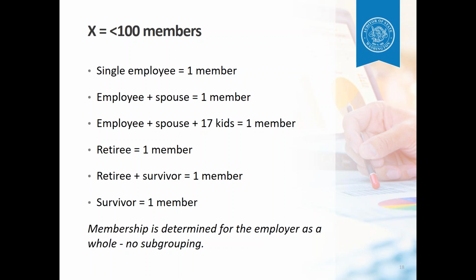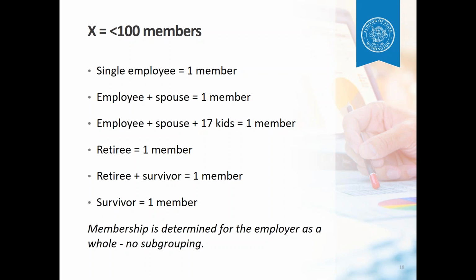Obviously, a retiree is 1 member. A retiree and a survivor, still 1 member. And if the retiree has passed on, the survivor is 1 member, 1 subscriber. So you can see, I've got a lot of people listed there, but that's really only 6 members. So you should be able to keep it under 100. And do this based as of the beginning of your year. I don't want you to not hire people during the year because you're afraid you'll go over 100. Just always make this determination at the beginning of your reporting year.